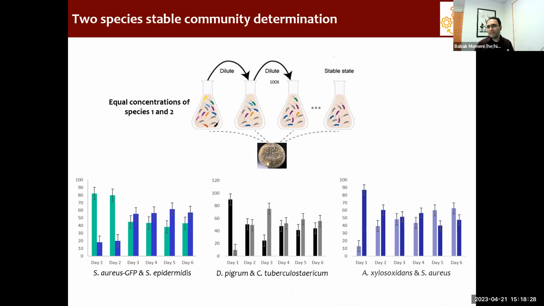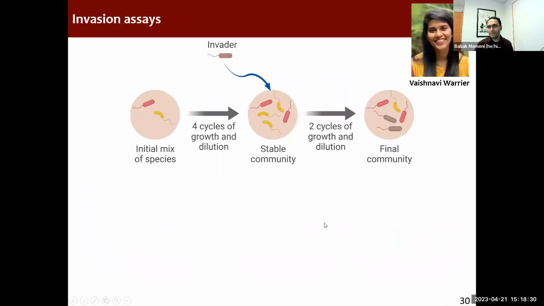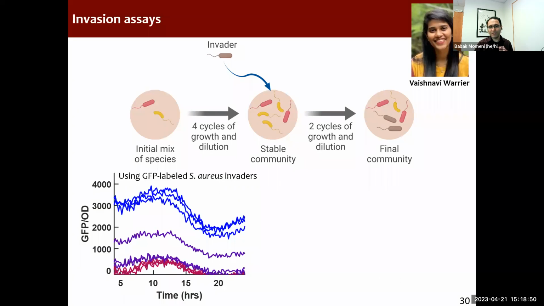So then we want to see how these communities respond to invasion. And for that, essentially, we build these stable communities first. We introduce the invader. We watch what happens to the invader after maybe 1 or 2 cycles of growth. And then that would be our final community that we can use to make calls about whether the invasion was successful or not. These are very recent results, so they are still not very refined, but I wanted to share some of the things that Vaishnavi has found.